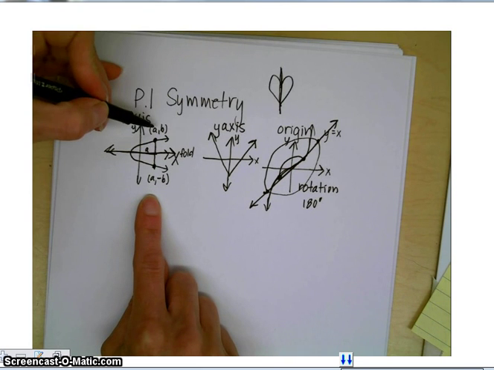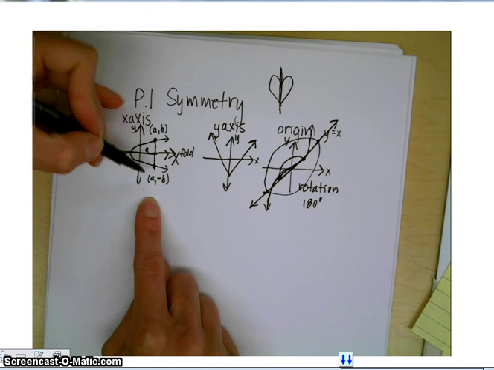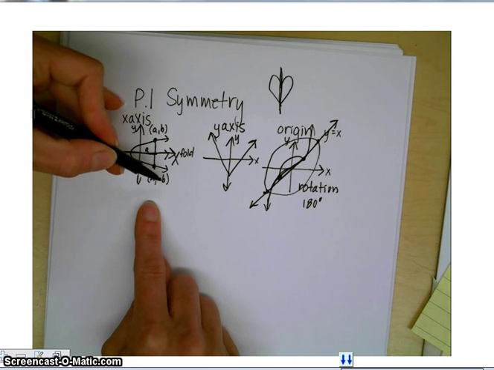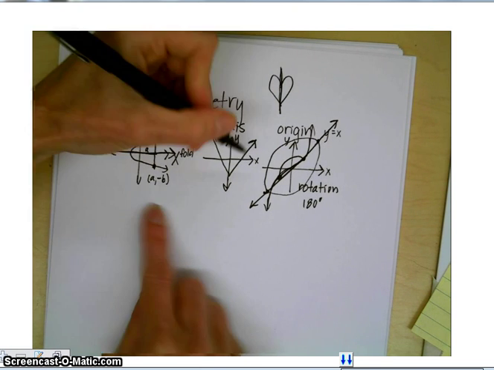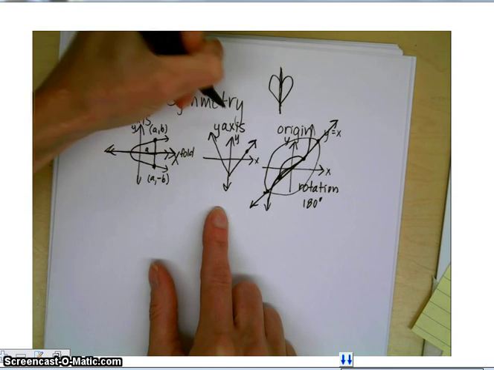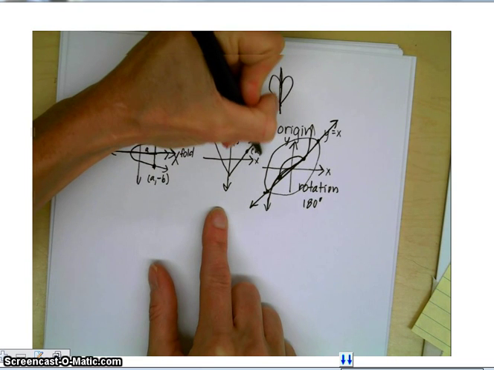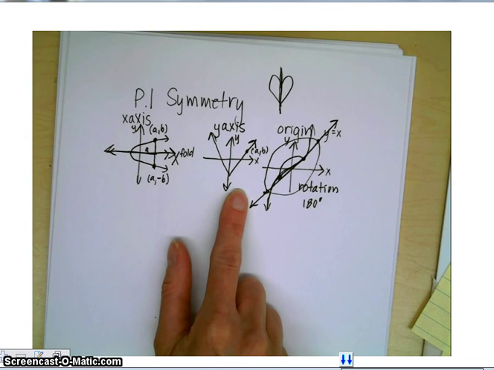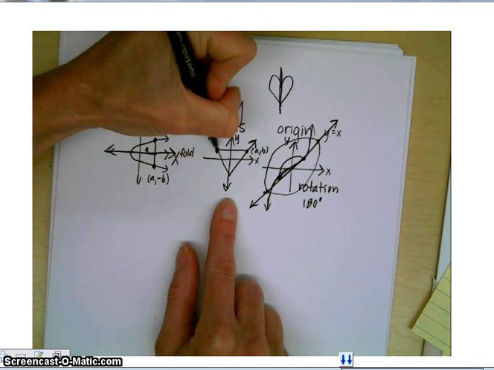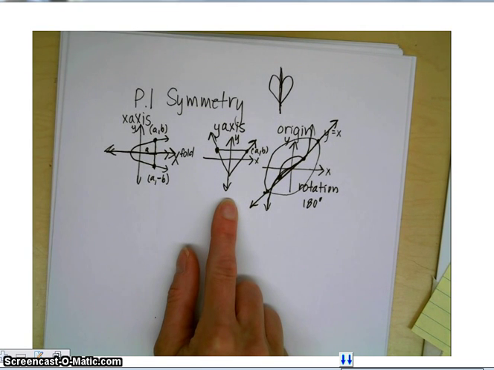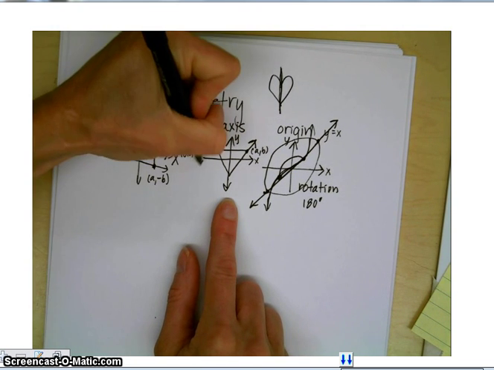So that means for x-axis symmetry, A comma negative B is also on the graph. Notice which one is the negative. It's the y. It's the opposite of the axis of symmetry. So here, if I have a point A comma B on the graph, and if there is y-axis symmetry, what point is also on the graph? Negative A comma B.